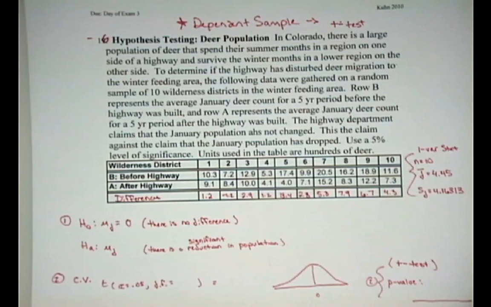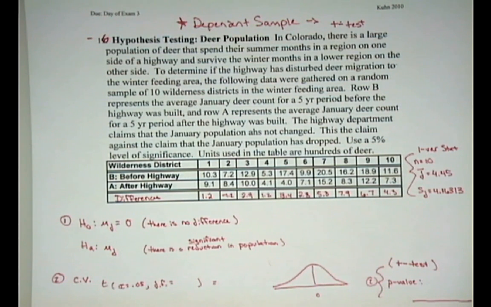Okay, so this is a hypothesis test, and now we've got a dependent sample. It's actually a before and after study, which is a common example and application of dependent sampling. When you're going to do a dependent sample, you're going to use a t-test, and this problem has to do with deer populations before a highway and then after the highway was built.